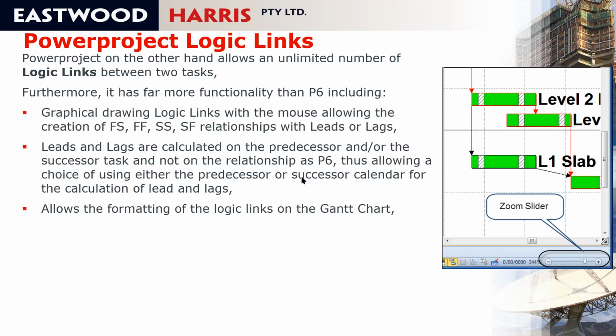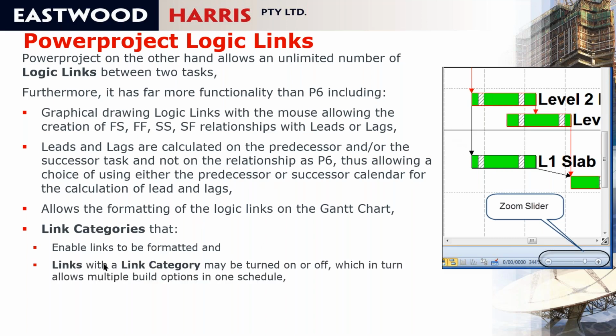format in Oracle Primavera P6, the coloring is fixed. You can create link categories, so you can assign a category to a link that enables the links to be formatted in a different color, but also links with a link category may be turned off, which in turn allows multiple build options in one schedule. I found this really useful.